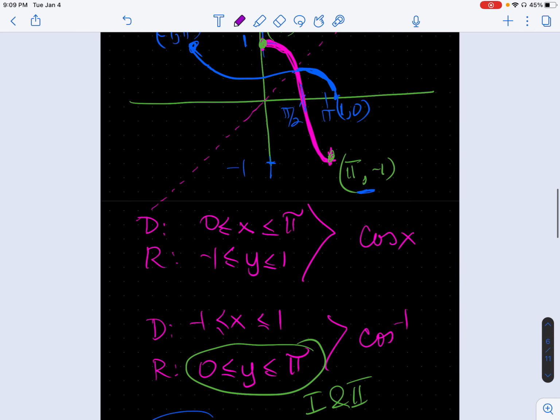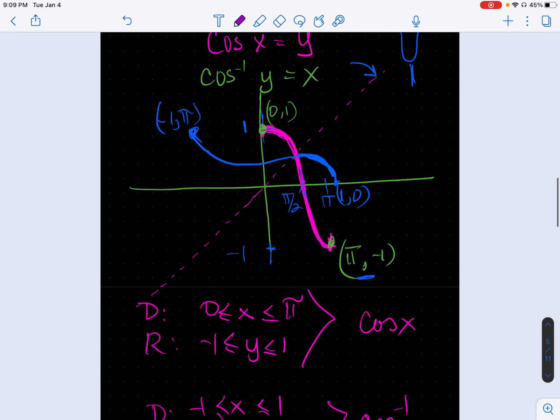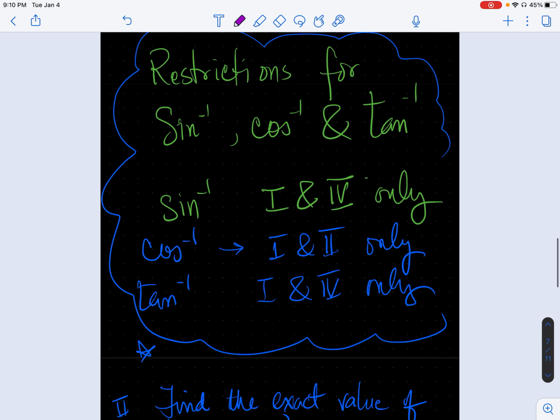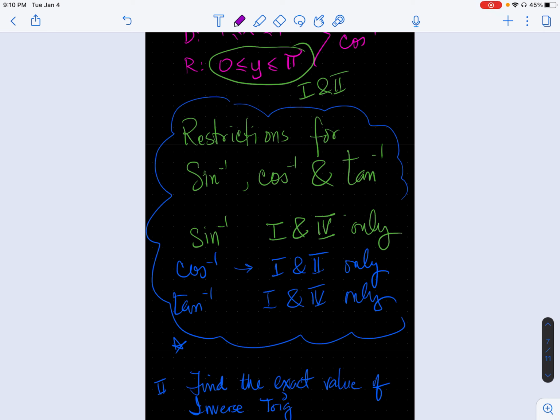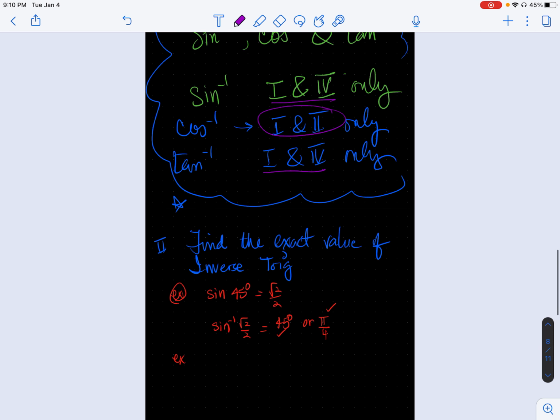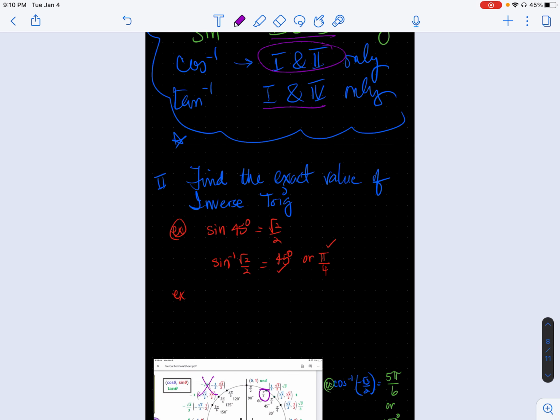Same thing with the cosine. We just restrict the cosine, this pink value here, from 0 to pi. And once we draw the inverse of that function, that also turns out to be a function. And the pink and the blue ones are inverses. We did not do tangent. For tangent, I just told you the restrictions. 1 and 4, and 1 and 4 for sine. Cosine is the only one that stands out. Keeping that in mind is how we evaluate the exact value of the trig functions.